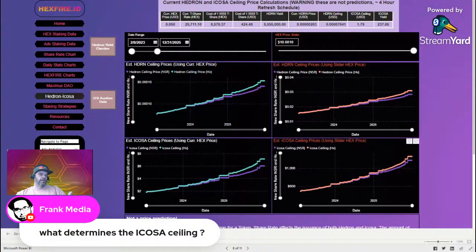Yeah, Frank, it's a calculation. The calculation is based on the amount of Hedron that will be mintable for that stake, and it also includes a factor of the T-share rate. And so that's created, and it comes up with that value. There's a calculation on the screen here. You can also go over to the Hedron ICOSA chats, and they've got a nice tokenomics document that explains it. But it's just simply a calculation.